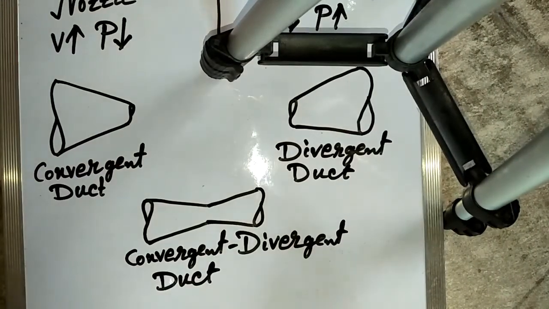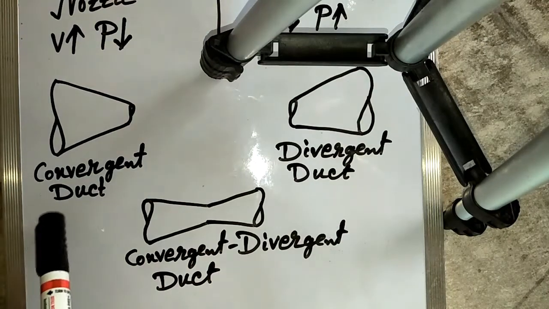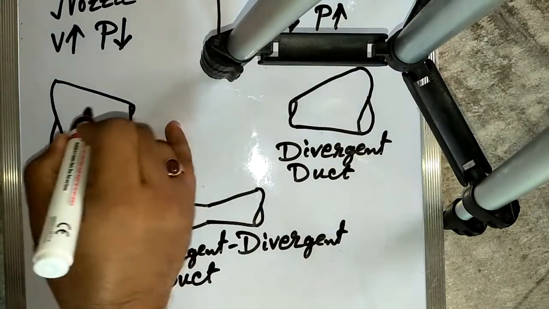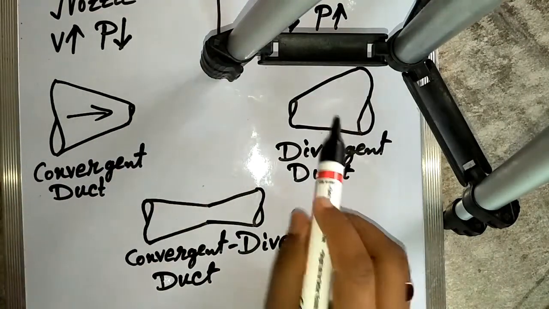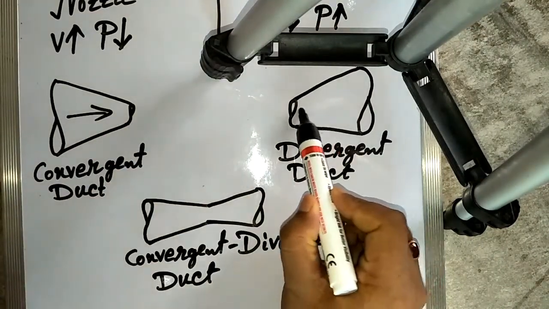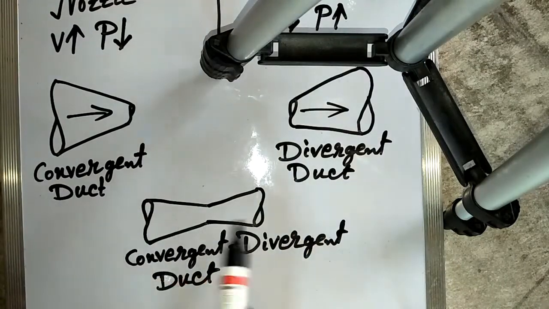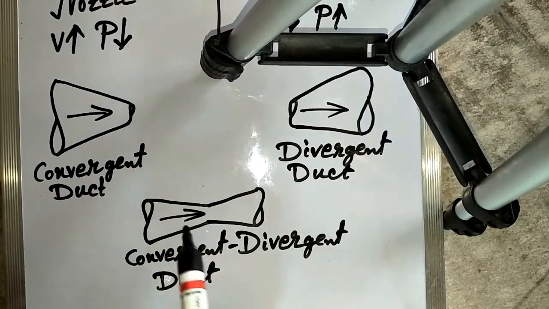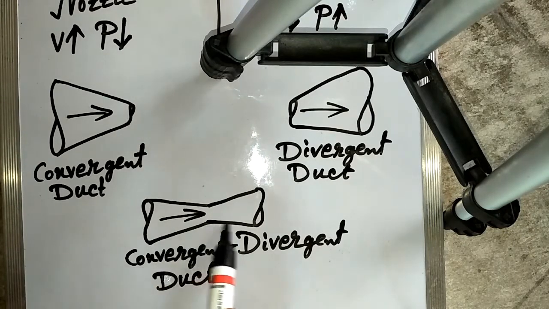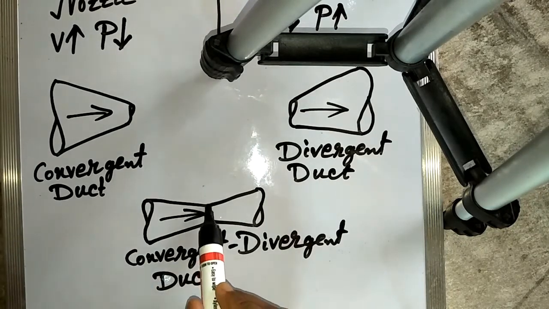The same duct can be used as a nozzle or as a diffuser depending upon the end conditions across it. Here you can see the construction of different ducts. This one is the convergent duct where the flow is from this side, this one is the divergent duct where the flow is from this side, and this one is the convergent divergent duct. The first part is convergent, then the second part is divergent, and the middle portion is called the throat.